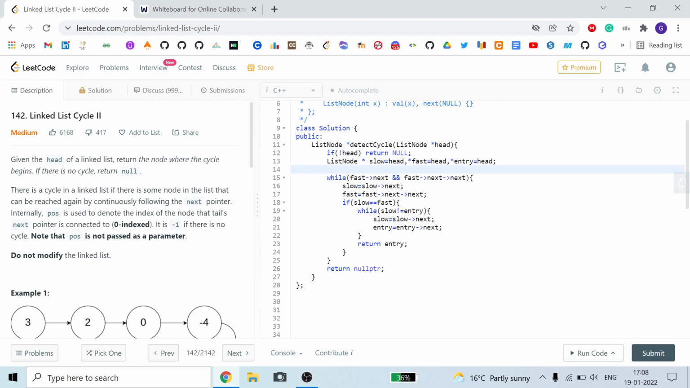If there is no head, like if our head is equal to null, then we just have to return null. As well, we take three pointers, slow, fast and entry, and initialize all of them with head.